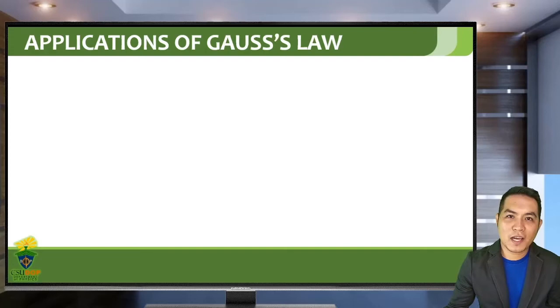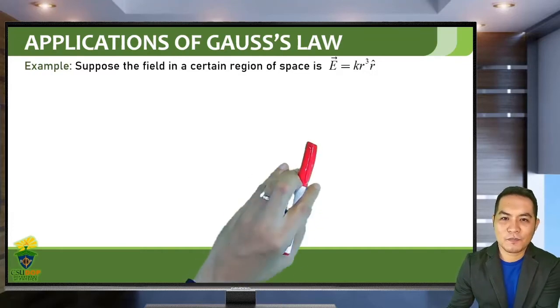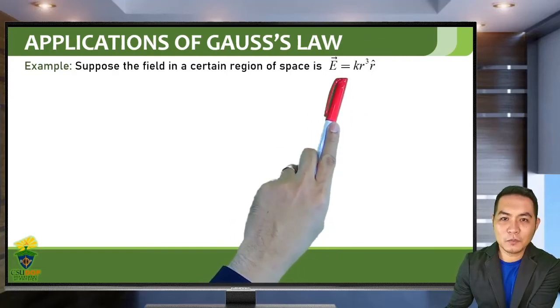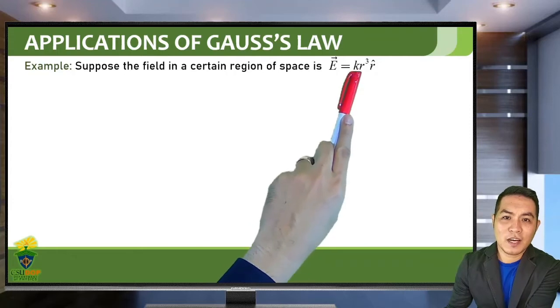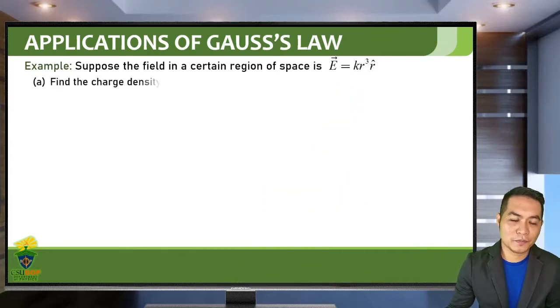So let's now apply Gauss's law and determine when to use the differential form and the integral form. In this example, suppose there's an electric field in a certain region of space, and it's given by this vector. K is just a constant, r is the three-dimensional radius vector, in spherical coordinates.